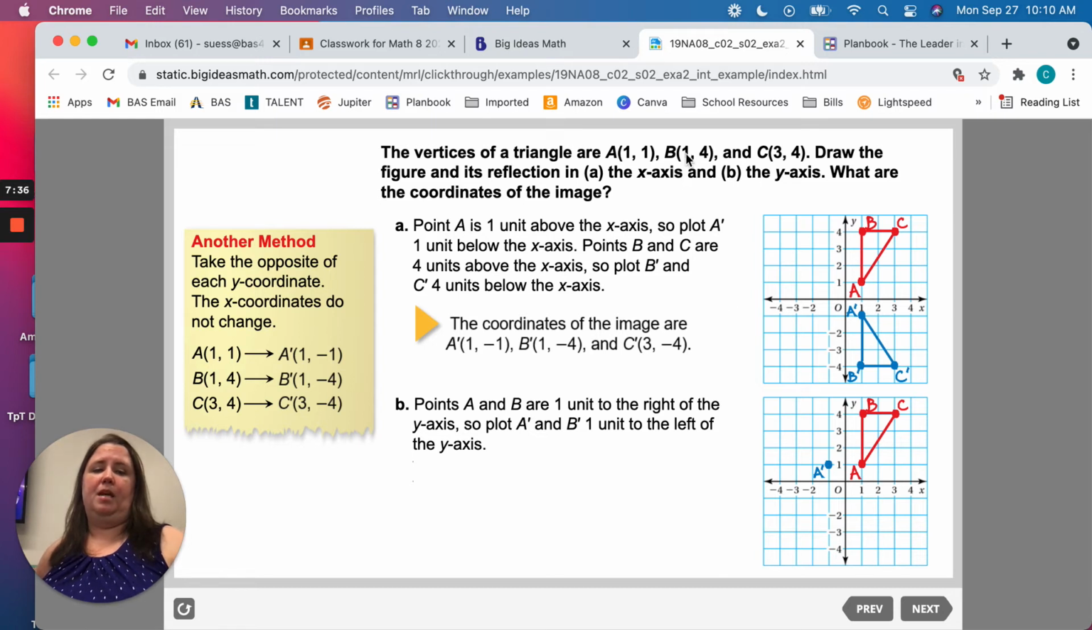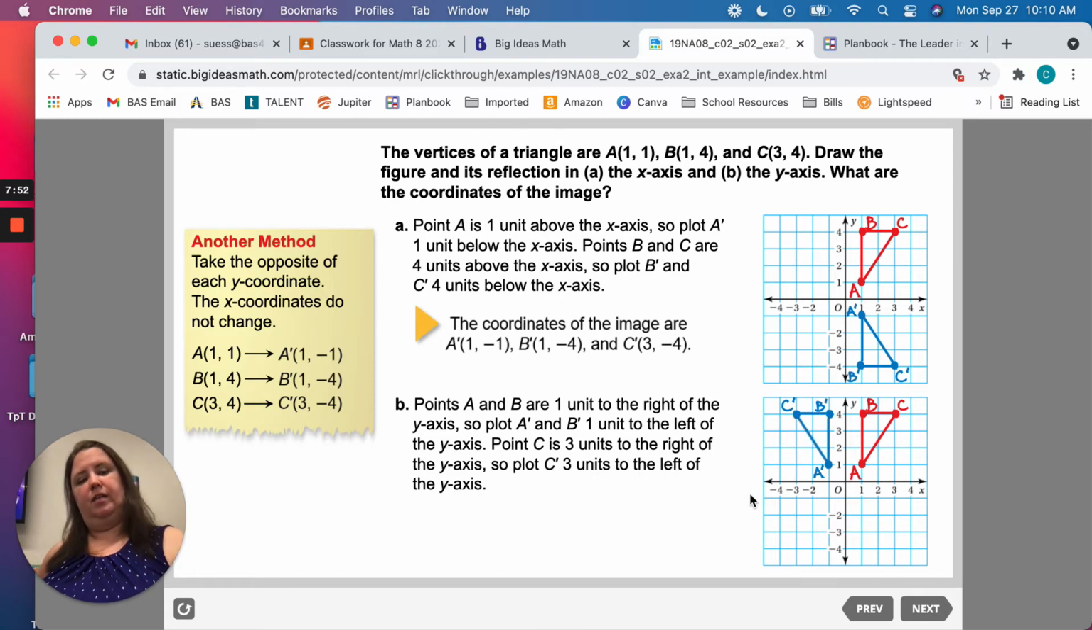Okay, then for B, what's my x value? -1. -1, and then we go up 4. So back 1, up 4. There's my next dot. And my last value? -3. -3. So go back 3, up 4, put another dot. And now I fill it in, and there's my triangle.